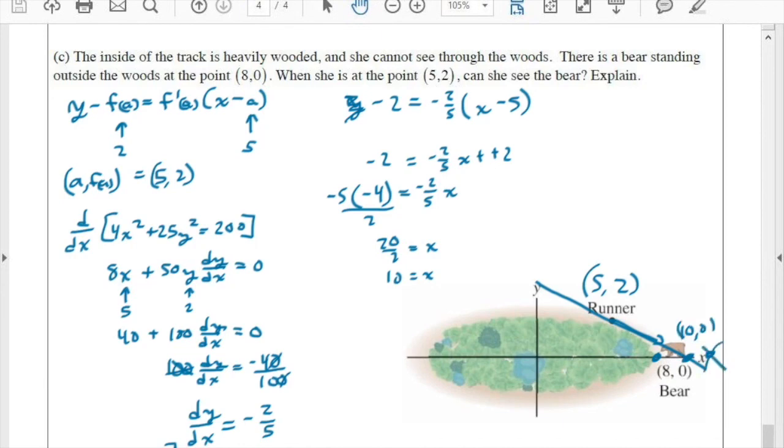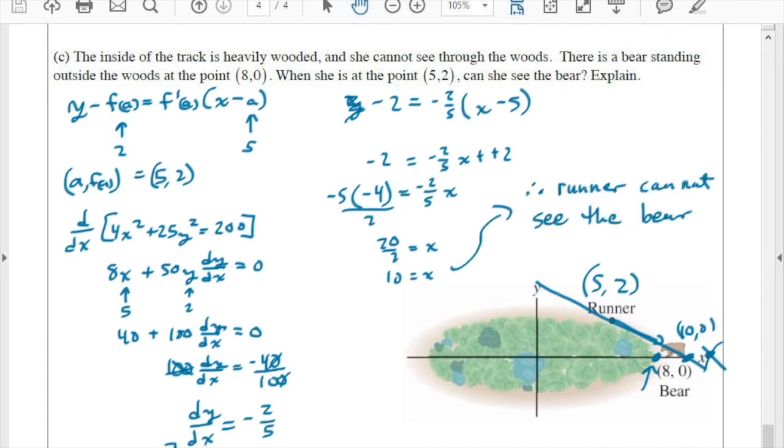That means that is not (8, 0). This is (8, 0). And so if the runner's line of sight reaches only (10, 0), the runner cannot see the bear. The bear is inside right here. The runner cannot see through the forest to see the bear. So because her line of sight reaches the coordinate (10, 0), the runner cannot see the bear. And that's what you would want to say or explain for this problem.